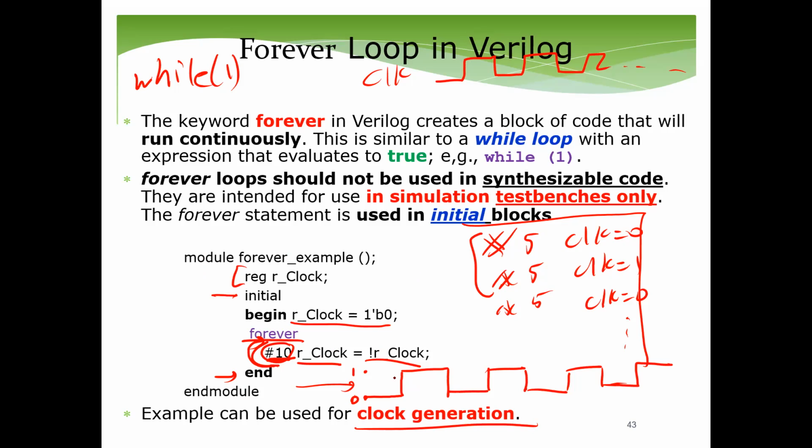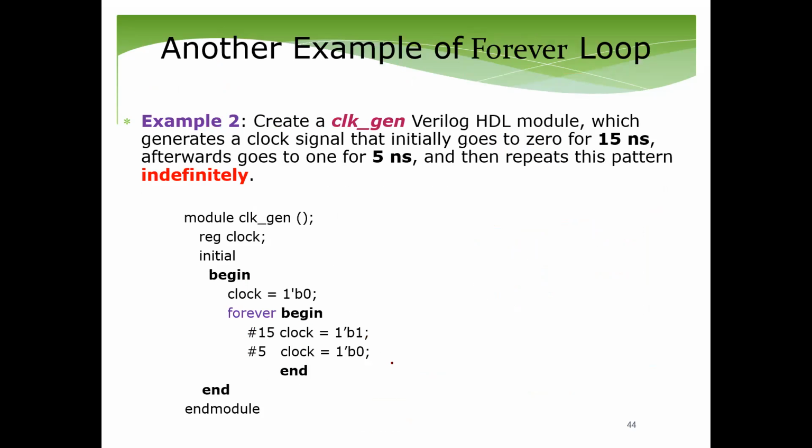And you can also customize the time where the clock is equal to 1 and the clock is equal to 0. Like in this example, it says create a clock generator in Verilog, which generates a clock signal that initially goes to 0 for 15 nanoseconds and afterwards goes to 1 for 5 nanoseconds. That means I should have a clock that looks like this, approximately. Okay, so from here to here that's 15 nanoseconds, and then from here to here is 5. After that from here to here is 15. This is 5 and so on.